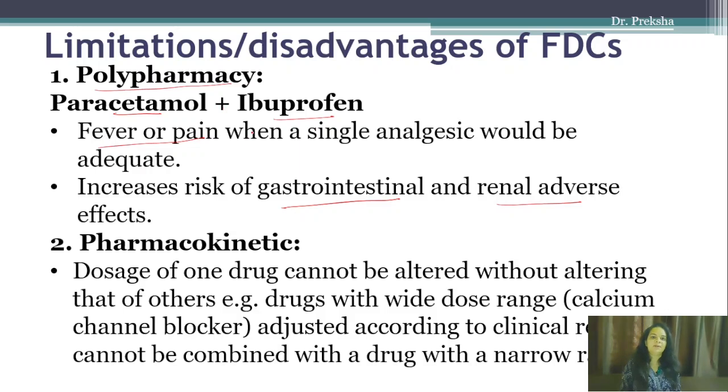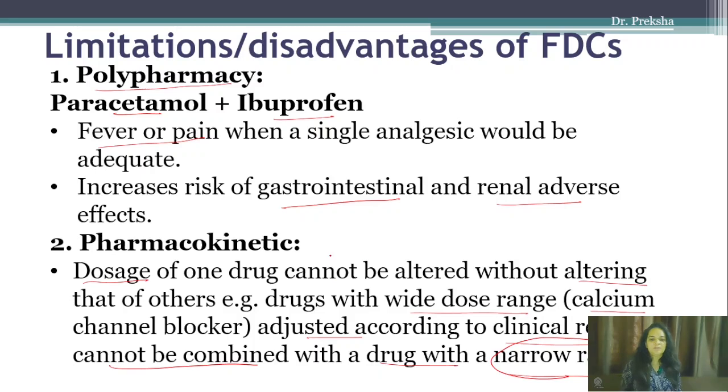Now, another disadvantage or limitation of FDC is that you must match the pharmacokinetic properties of all the drugs you want to combine in the FDC. For example, doses of one drug cannot be altered without altering that of the others. So, drugs with a wide dose range, for example, calcium channel blockers, which are adjusted according to the clinical response when you are using them for the treatment of hypertension, you cannot combine with a drug which has a narrow range.